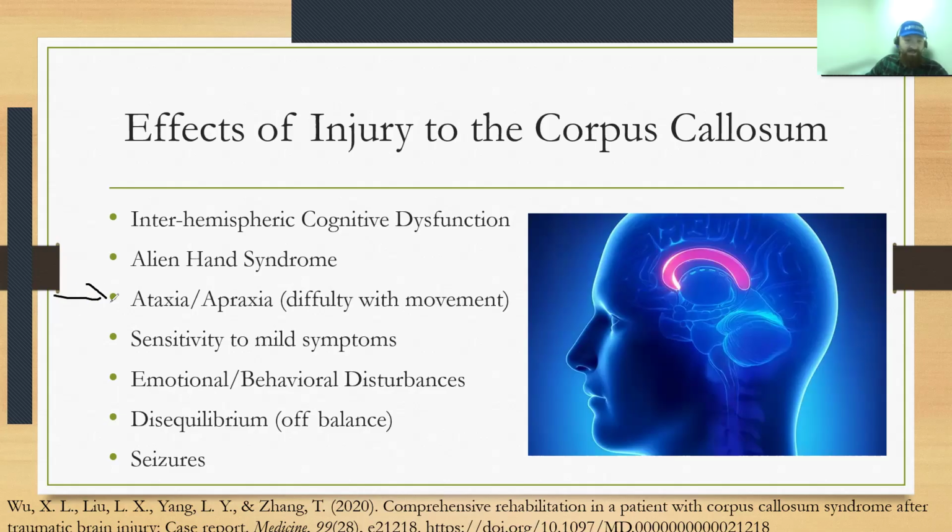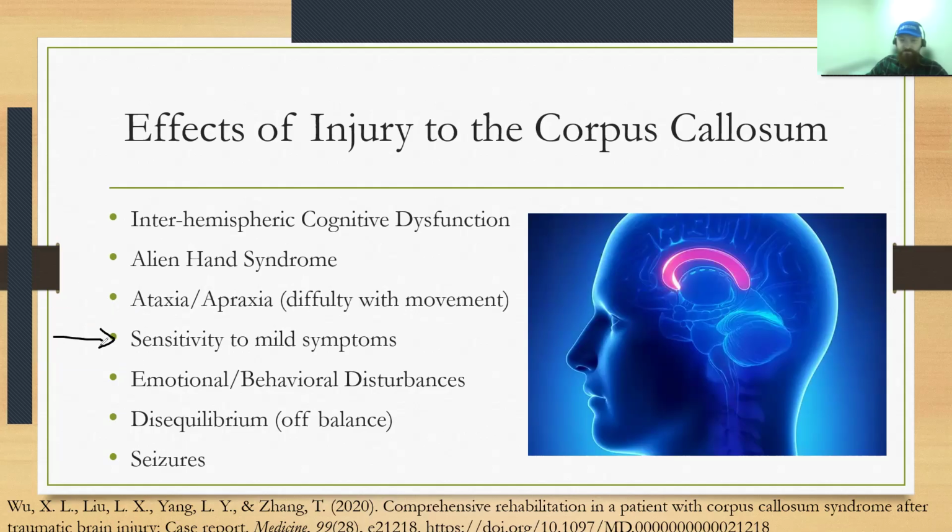You might see what's called ataxia or apraxia. Both have to deal with movement and difficulty of movement. You might see it in medical terminology saying, okay, this person's got an ataxic gait. That means that their gait is really rough and is not normal or not within normal expectations for a baseline. So apraxia along the same ways as well.